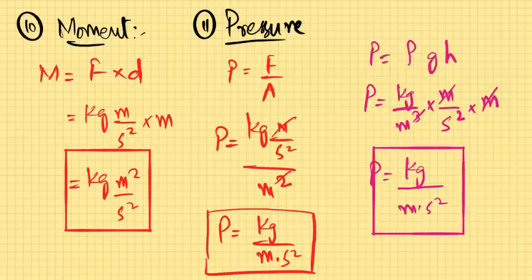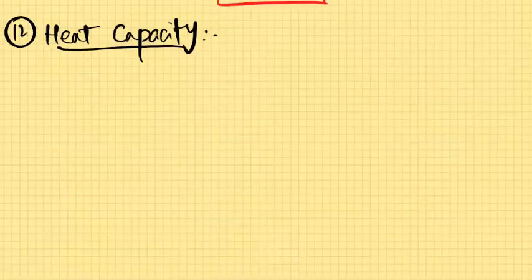Now what we need to understand is that for every equation of pressure, it doesn't matter whatever the equation is, if it is an equation of pressure, it should end up with an SI base unit of kilogram per meter per second square. And now the next example is heat capacity.